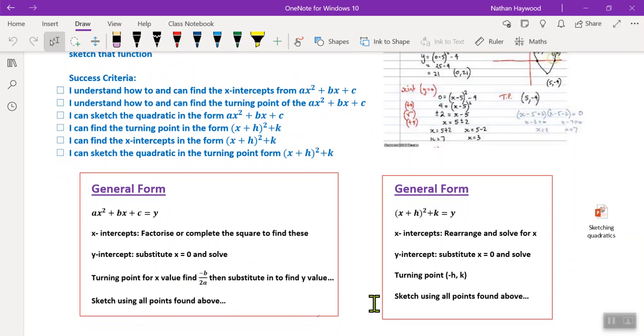One of them is a regular trinomial, and those are the steps you follow: finding the X-intercepts, Y-intercepts, turning points, and sketching using those 4 points. The other form is called the turning point form, pretty much because it already has the turning point laid out for you, and that's with the brackets. That's what we've done over the last 2 weeks. So if you haven't written down the 2 red boxes, please write them down.